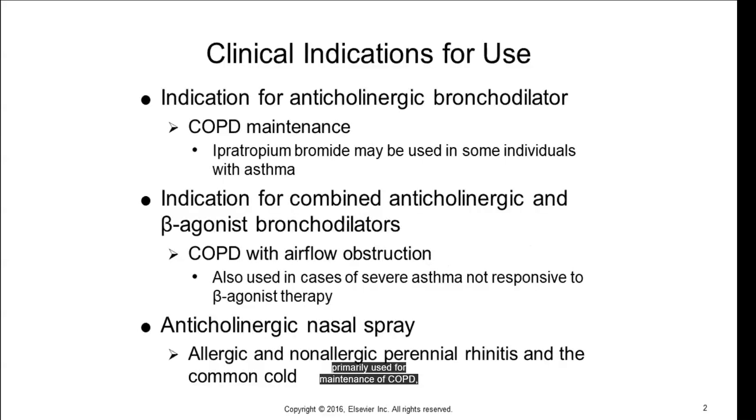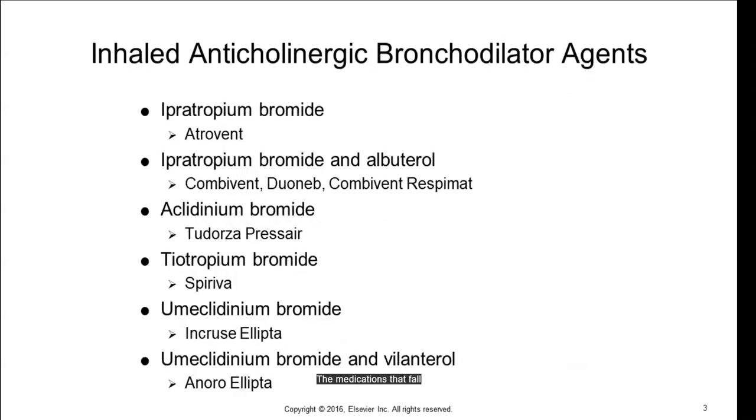The last category of bronchodilators we will take a look at are our anticholinergic or parasympatholytic bronchodilators. Anticholinergic bronchodilators are primarily used for maintenance of COPD, although ipratropium bromide or Atrovent may be used in some patients with asthma who are not responsive to beta-adrenergics. The medications that fall into this category are ipratropium bromide or Atrovent, combination medications such as ipratropium bromide and albuterol, which is Combivent or DuoNeb, aclidinium bromide or Tudorza Pressair, tiotropium bromide or Spiriva, umeclidinium bromide, which is Incruse Ellipta, or in combination with vilanterol, which we discussed previously, is Anoro Ellipta.